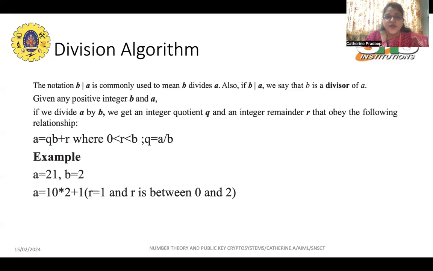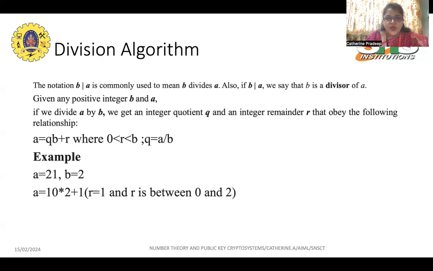For example, if you say 3|6, you should understand that 3 is dividing 6. So 3 is the divisor and 6 is the dividend here. If we divide A by B, we get an integer quotient Q and a remainder R that should obey the following relationship: A = QB + R, where R should lie between 0 and B. When you divide A by B, the quotient is Q and the remainder is whatever you are getting, but it should lie between 0 and B.